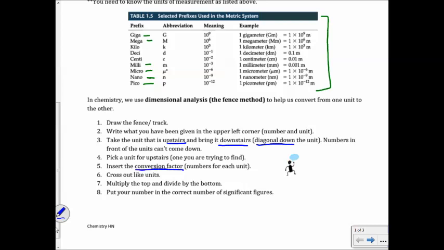Insert your conversion factor. Cross off the units, just like we did with the density units. Multiply the top and divide by the bottom. And then put your correct number in. The correct number is Sig Figs. So your calculator answer goes to Sig Figs. Everything's in Sig Figs from now on. So all that's a lot of steps, but here we're going to start working through them.